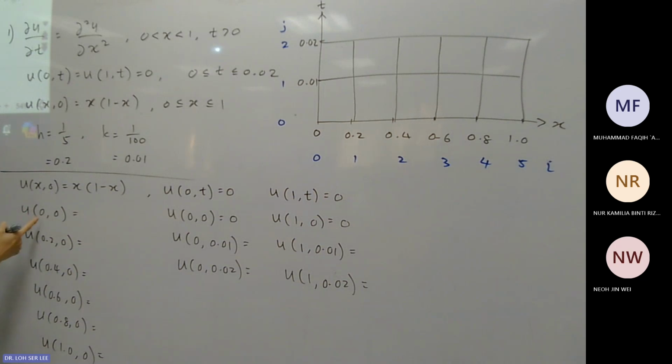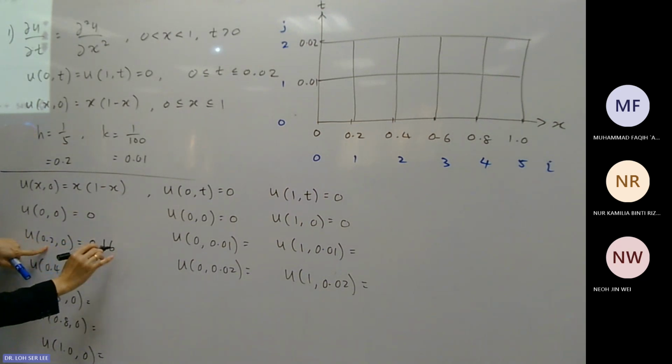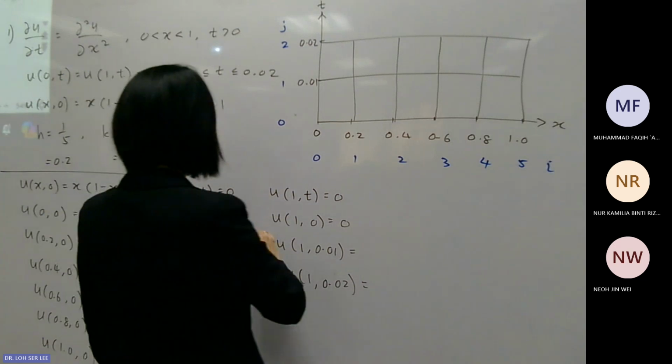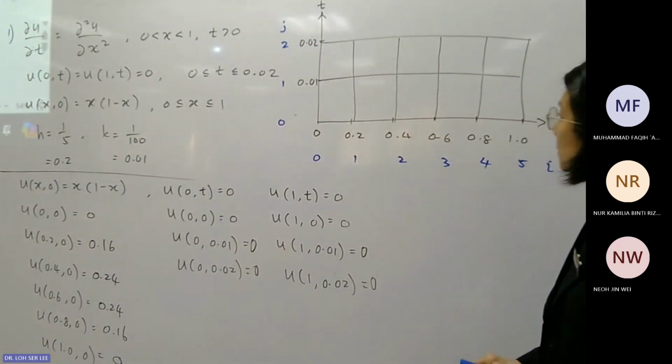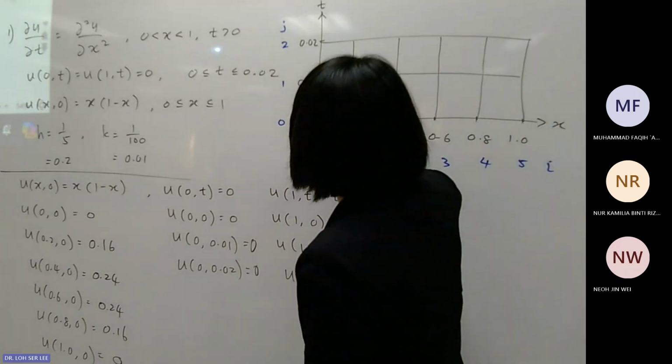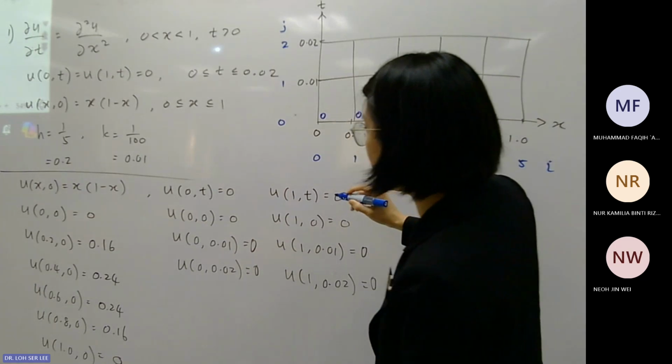The first one is 0. The second one, 0.16. This one, 0.24. 0.24. 0.16. That means it is symmetry. Yes. So all these are 0. Put the values into your grid.